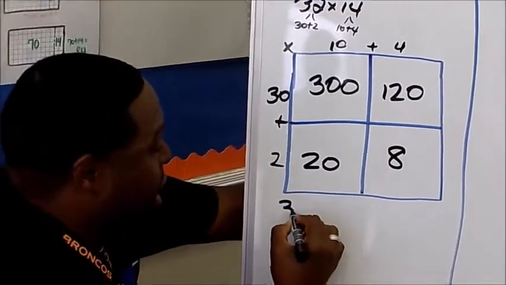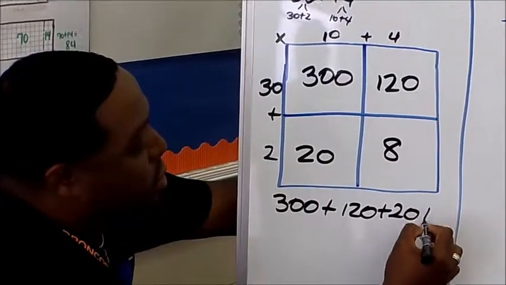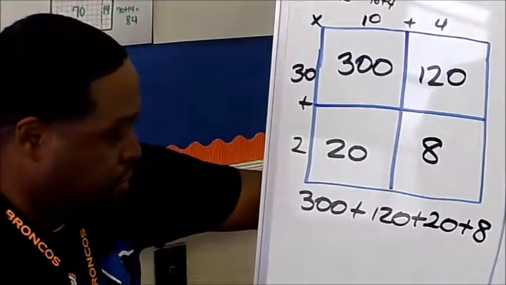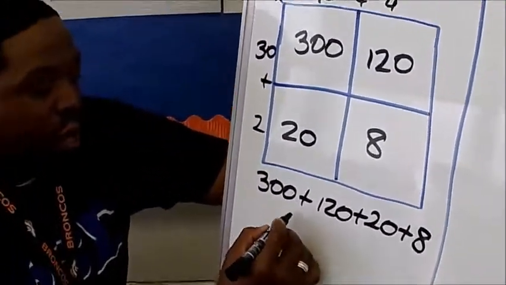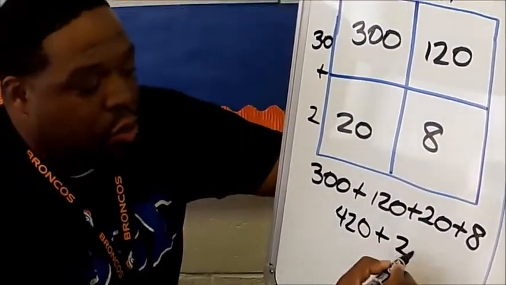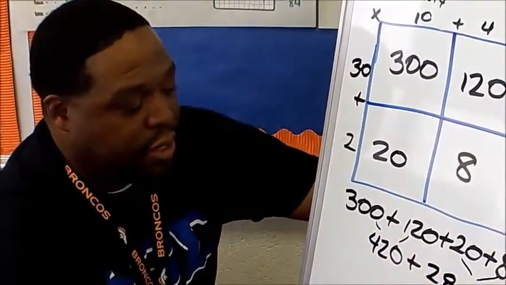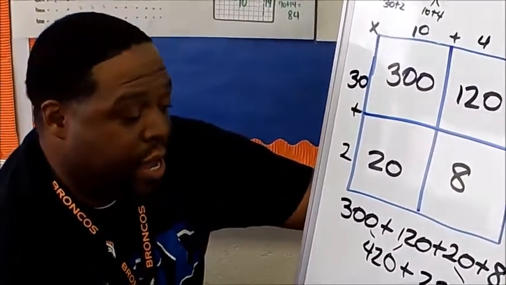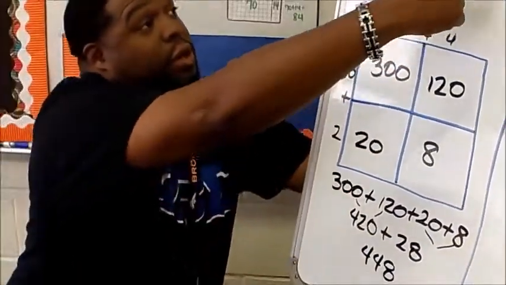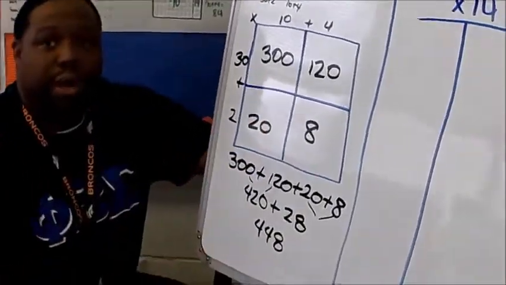I'm going to take and I'm going to add each one together. I start with the greatest number, then work my way down to the least number. Makes it a lot easier to add them together. 300 plus 120, I know is 420 plus 28, which is 20 plus 8. It'll be easier if I can do this so you can actually see it. And then I add these two together, I end up with 448. So I know that 32 times 14 is 448 by using a partial product box.